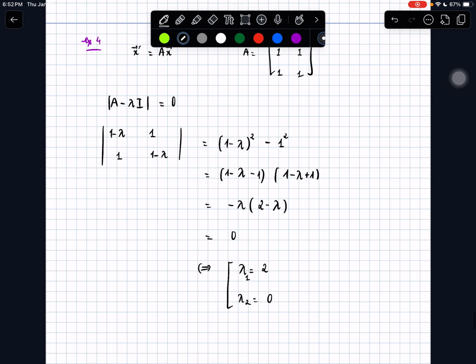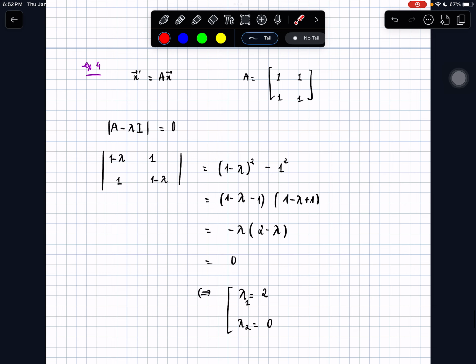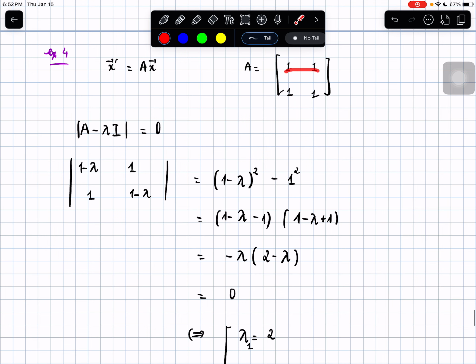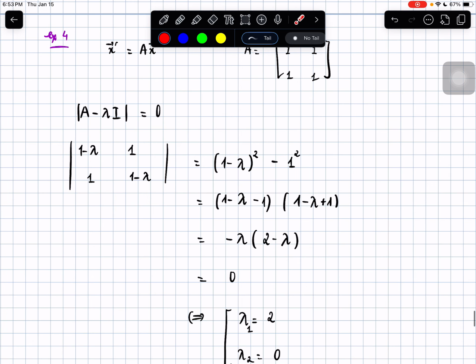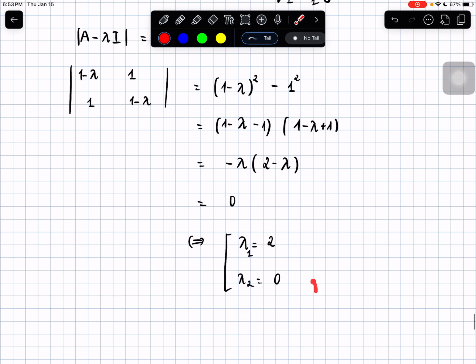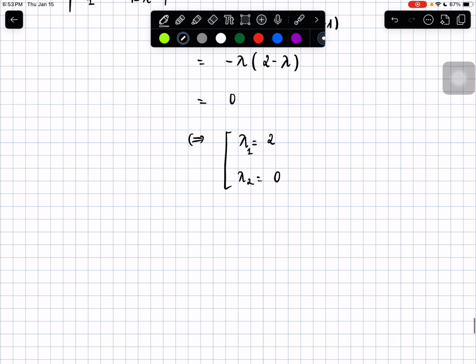Just a remark: we don't use it here, but the matrix has an eigenvalue which is 0. This matrix is not invertible. You can see immediately that this row is the same as this row. If one row is a multiple of the other row, then the matrix is not invertible. In this case, one eigenvalue is 0. Anyway, we have two eigenvalues, one of them is 0.